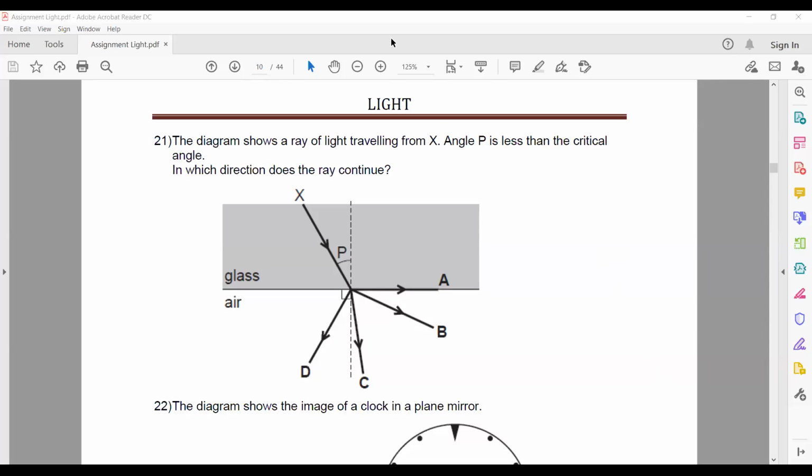Yes, B is the right answer because this angle is less than the critical angle. If it is less than critical, it is a simple refraction. Equal to the critical angle, A will be there.